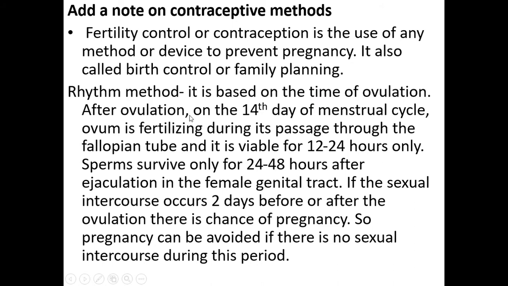After ovulation on the 14th day of the menstrual cycle, the ovum passes through the fallopian tube. It is viable for 12 to 24 hours only. Sperm can survive 24 to 48 hours after ejaculation in the female tract. If sexual intercourse occurs 2 days before or after ovulation, there is a chance of pregnancy. So, pregnancy is avoided if there is no sexual intercourse during this period.